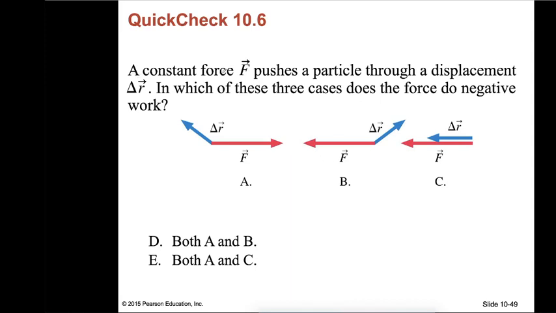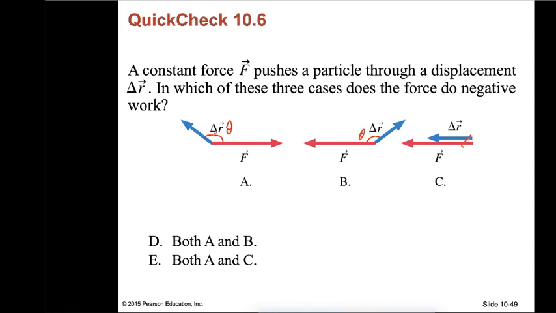Now let's see, a constant force F pushes a particle through a displacement delta R. In which of these three cases does the force do negative work? Which one do you think is correct? Let's see the angle theta. This theta is greater than 90. This theta is greater than 90. And this theta is 0. When theta is 0, it's doing positive work.